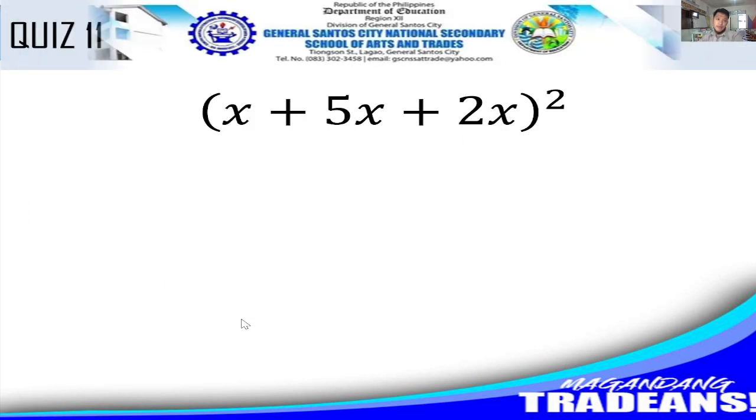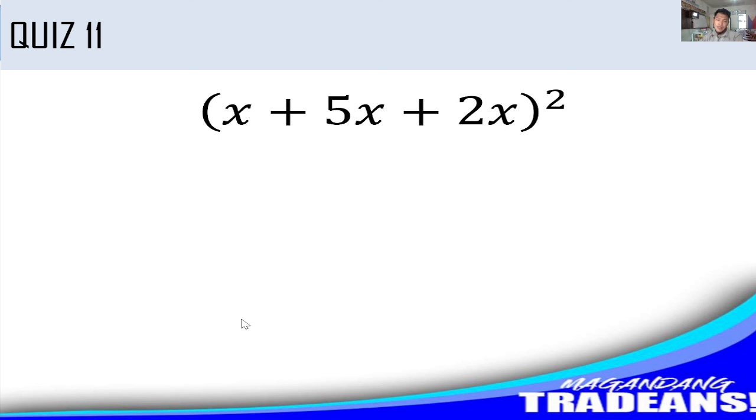Now, for quiz number 10, 11, I would like you to answer, find the cube of a trinomial of x plus 5x plus 2x. Okay, so answer that one and submit it today. So, that is 20 points. 10 points po ang mali. 20 po ang tama. But let's find out how do we get the 20 score.